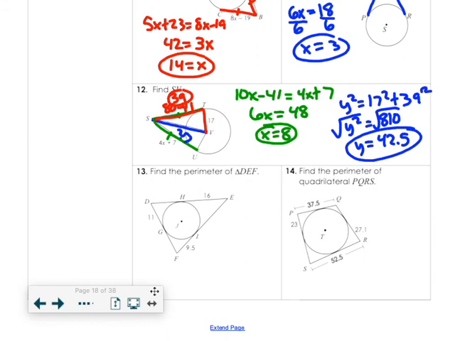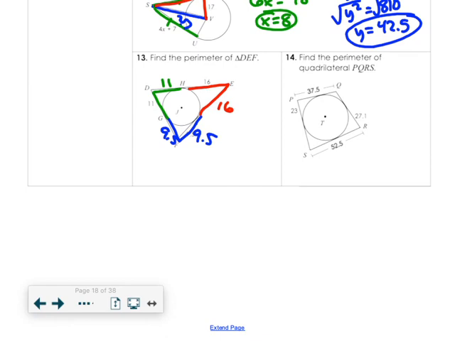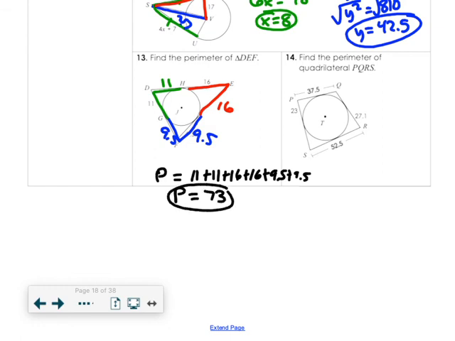Okay, last two for this video. Here's what we know. This piece has to equal this piece, so this would be a 16. This piece has to equal this piece, so this was a 9.5, so is this. And then these two pieces have to be the same. This 11 has to be the same as this, so that's an 11. So for this, the perimeter, we're just going to add all of that up. So the perimeter is 11 plus 11 plus 16 plus 16 plus 9.5 plus 9.5. Long story short, that comes out to 73. We don't have units, so just 73.